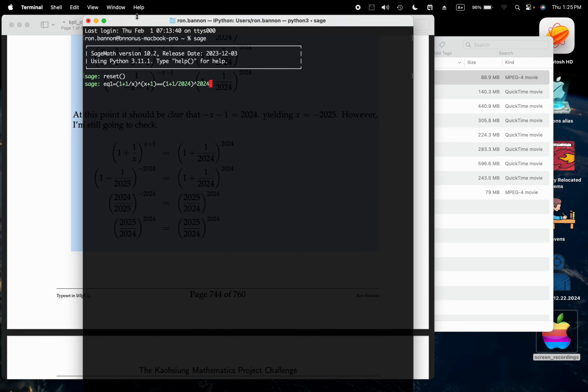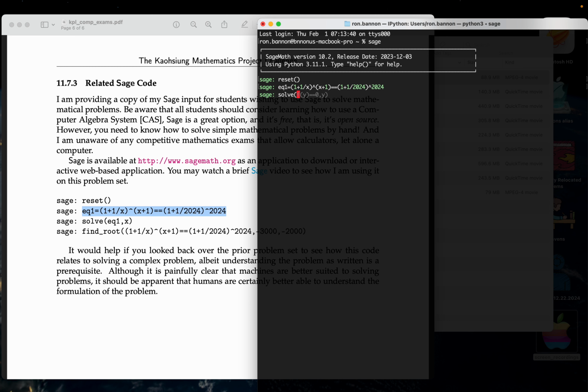When I hit enter, though, you can see something weird. Let me go back to Sage. All right. The next thing is solve, S-O-L-V-E, and what I'm going to do is solve that equation, EQ1. I want to solve the equation for x and see what happens. And this is where something weird is going to happen.